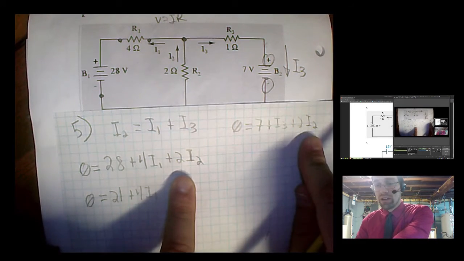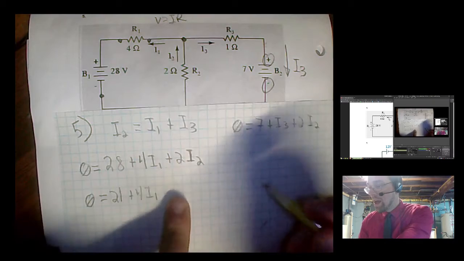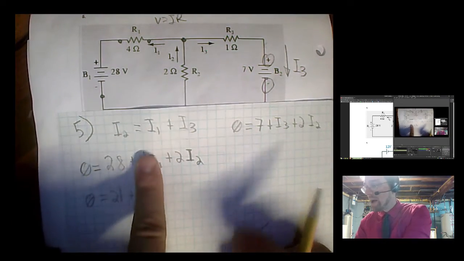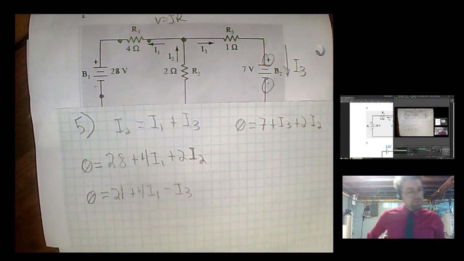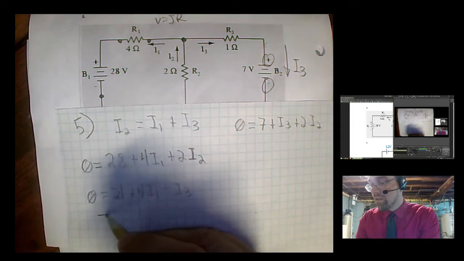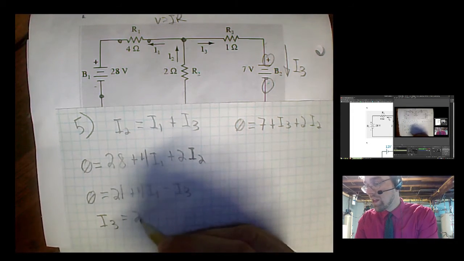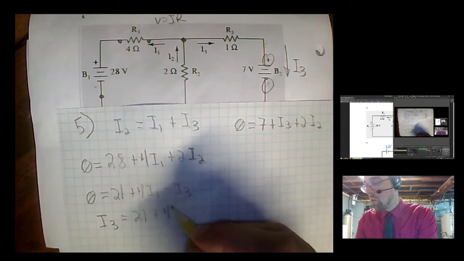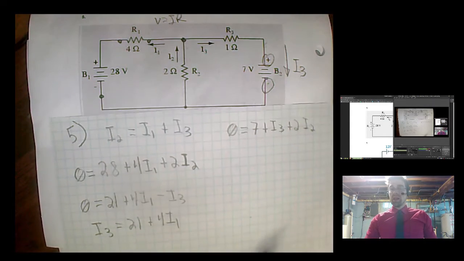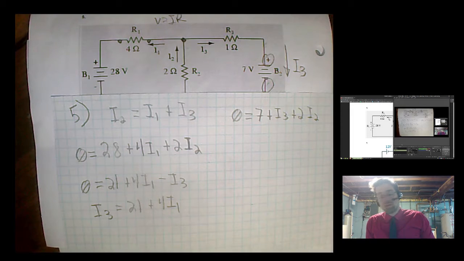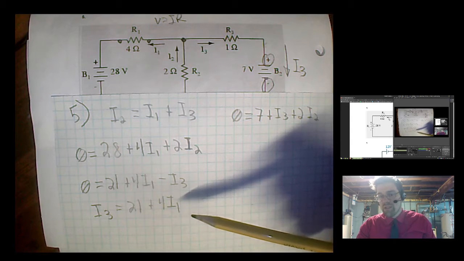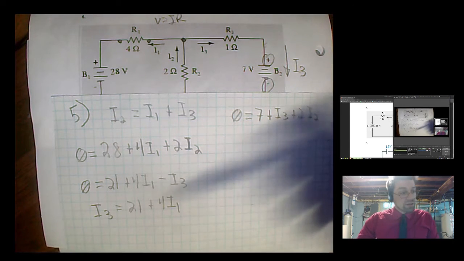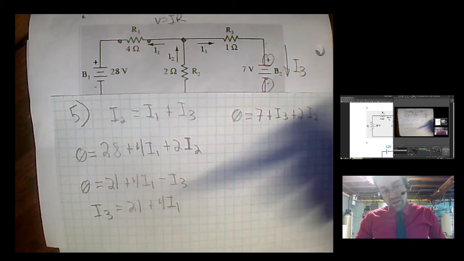2I2 minus 2I2 is 0I2. And then 0I3 minus 1I3 is negative 1I3. Okay? So I can quickly get an expression for I3 in terms of one other variable, I1. That's pretty good. Later in the sheet these are getting more complicated, so there's multiple steps. But what I've done already is I have an expression for I3 in terms of only one other variable. That's good, right? We're dividing and conquering here.